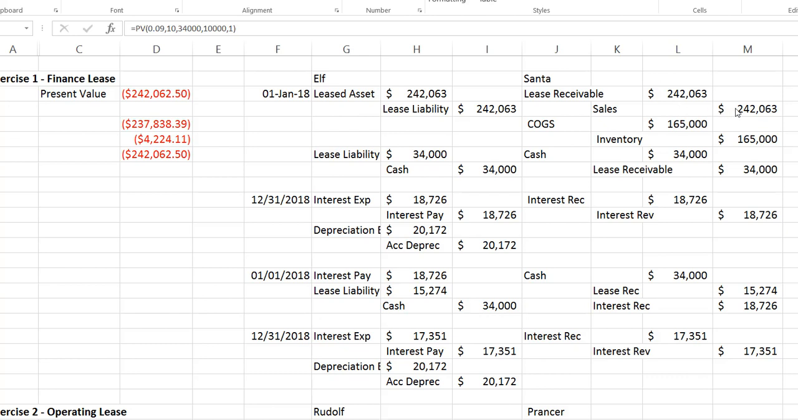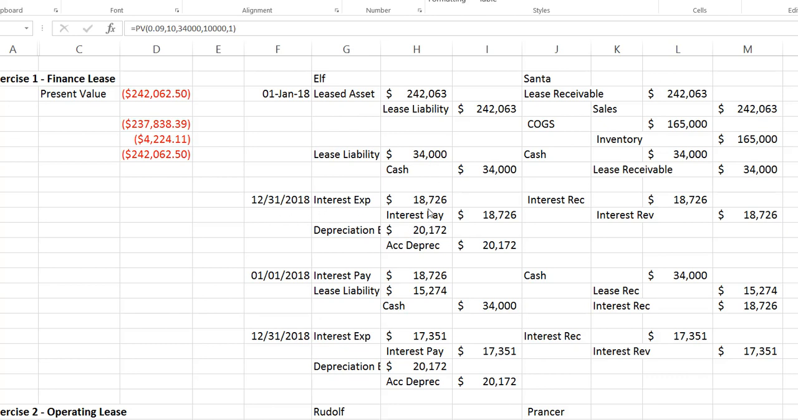So you can see this is going to result in some gross profit, sales and cost of goods sold on the income statement. This goes on the balance sheet, and of course the inventory is reduced on the balance sheet. The first payment is made immediately, and we debit the liability and credit cash, and debit cash and credit receivable on Santa's side as soon as that payment is made.